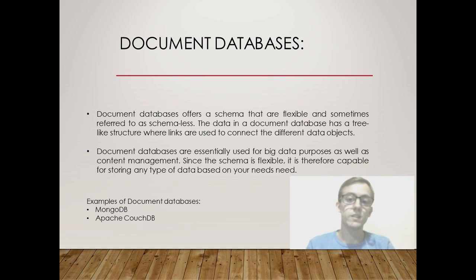Document databases offer a flexible schema and are sometimes referred to as schemaless. The data in a document database has a tree-like structure where links are used to connect different data objects. Document databases are essentially used for big data purposes as well as content management. Since the schema is flexible, it is therefore capable of storing any type of data based on your needs. Examples of document databases include MongoDB and Apache CouchDB.